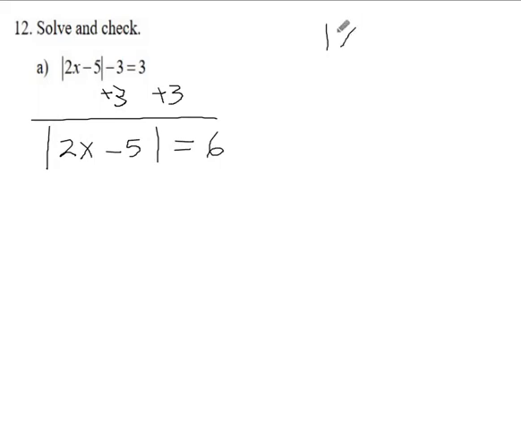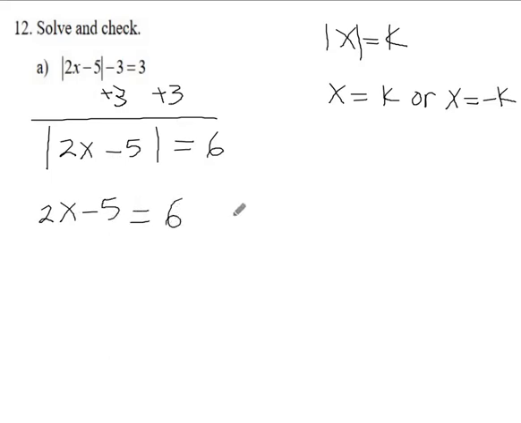When absolute value of x is equal to a number like k, x would be equal to plus k or x equal to minus k. So in this case, instead of x, you have this expression here. You have 2x minus 5 is equal to 6 or 2x minus 5 is equal to minus 6. You have to solve both of these.